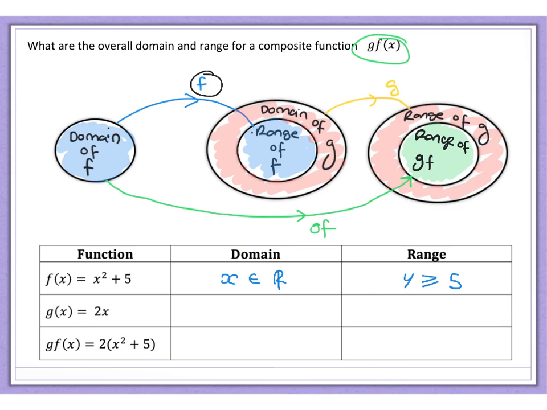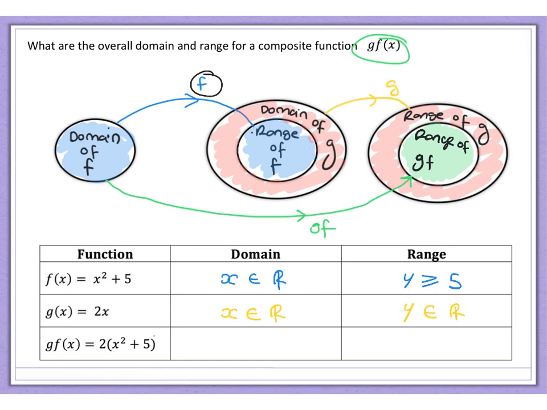The function g of x, completely independently of f of x, had a domain which was also the set of real numbers. And when you apply g of x to this particular domain, you can create any y value. Think about it. The function g says double your x value. If you can have any x value and you double it, you can create any y value. So the range for g, completely independently of anything to do with f, is that y is any real number.